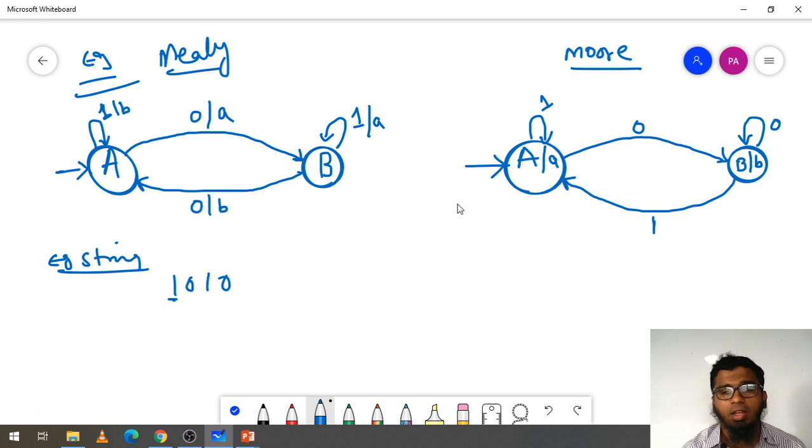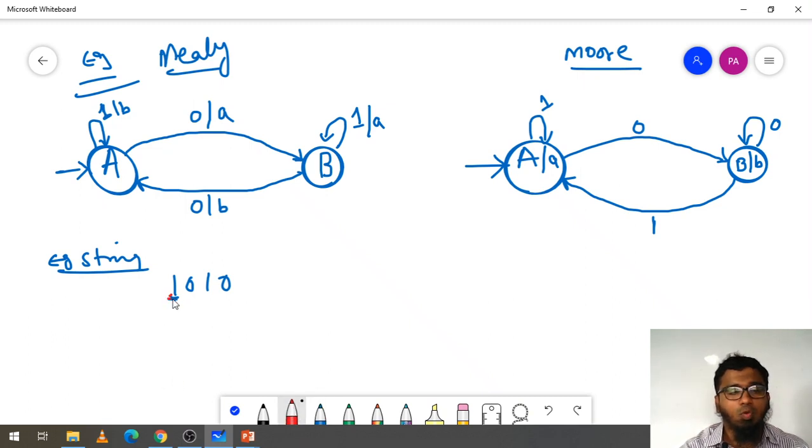So here, go back. Here capital Q is A and B, and the initial state is capital A, and the input is 1 0, and the output is a and b, okay. And the transitions we need to do now. Let us see here, I am performing the operation now.